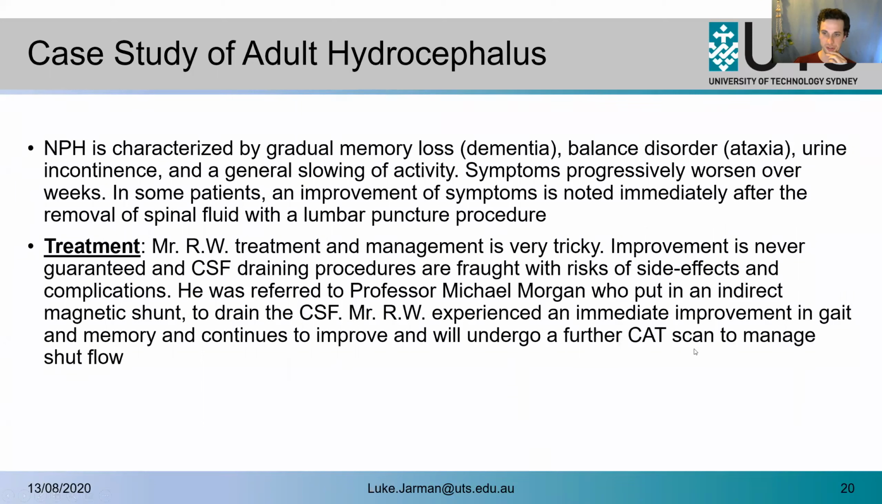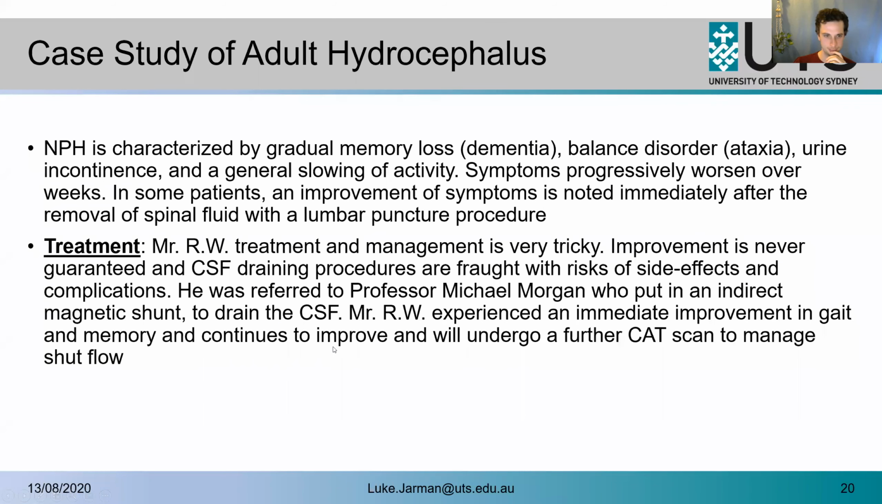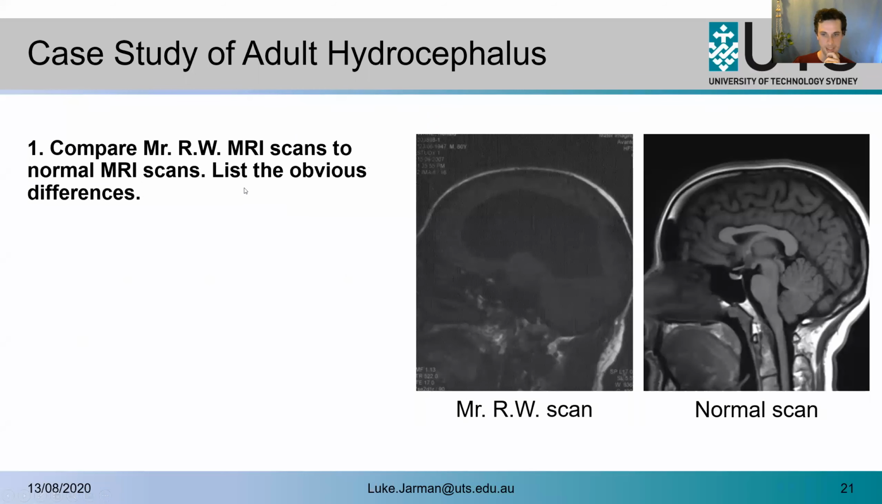Okay, and we'll undergo a further CAT scan to manage the shunt flow. So they put a magnetic shunt in to drain his cerebrospinal fluid. And because of that, he experienced an immediate improvement in gait and memory. Awesome. Good to hear.